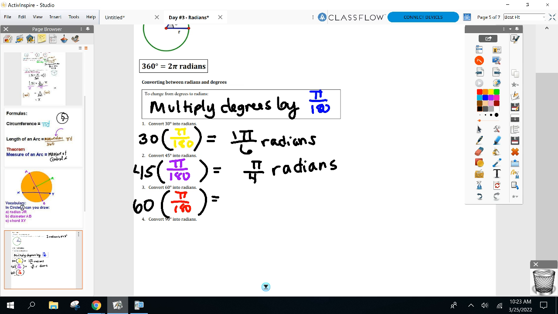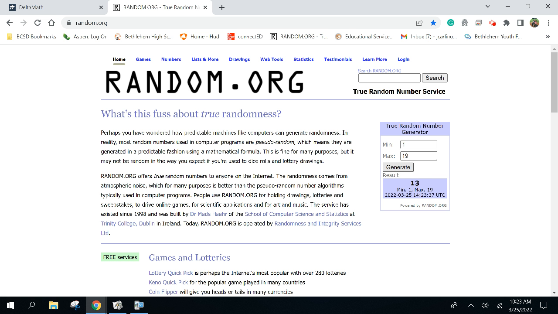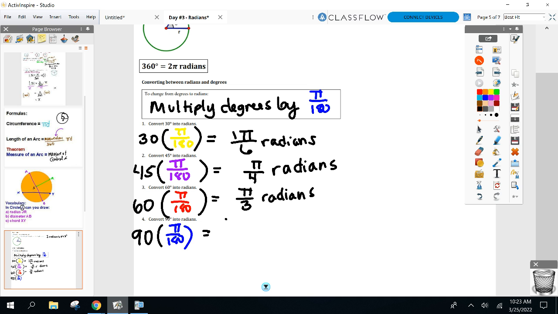And 17, we end up with what here? Pi over 3 radians. Pi over 3 radians. And then how about 90? I'm going to add a number 5 in too here. 90 degrees. 13. Pi over 2 radians. Okay.